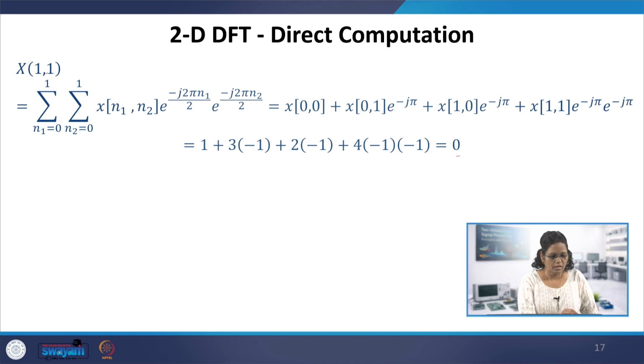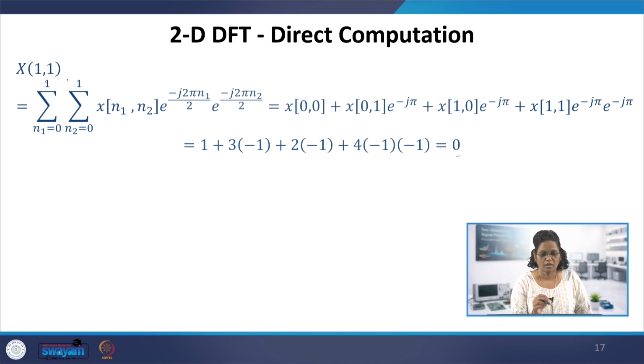Now k1 and k2 are again bin indices, as we did in the 1D DFT: DC, fundamental and harmonics. k equal to 0 is DC, k equal to 1 is fundamental, and k equal to 2 is the second harmonic, and so on. So a similar idea is also applicable to images. k1 varies from 0 to n1 minus 1, and k2 varies from 0 to n2 minus 1.